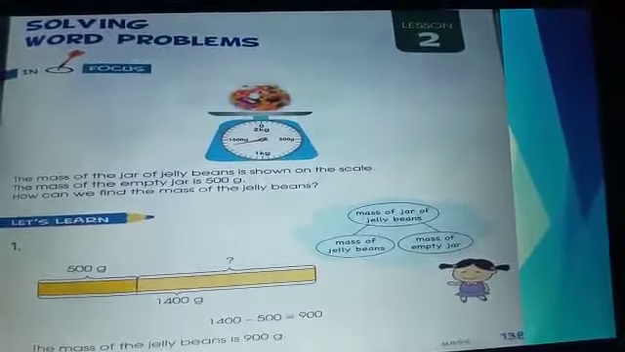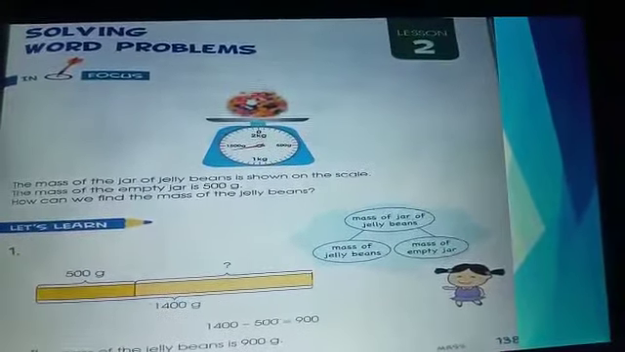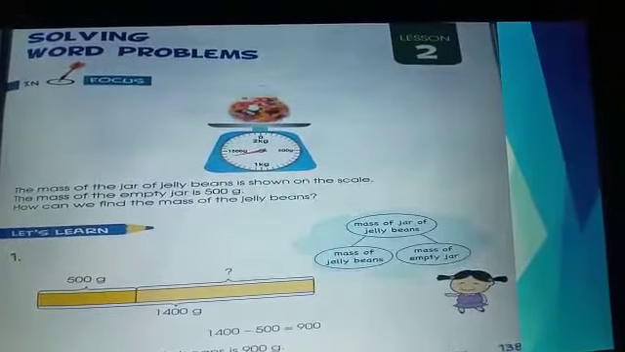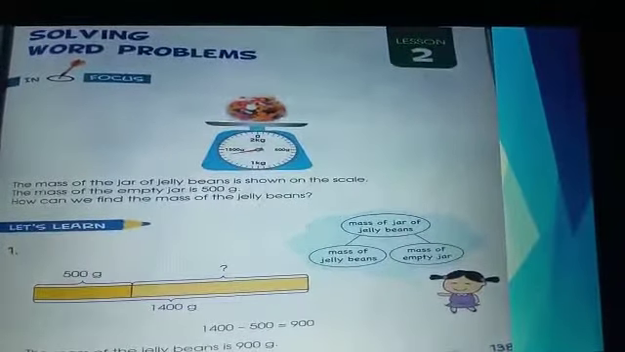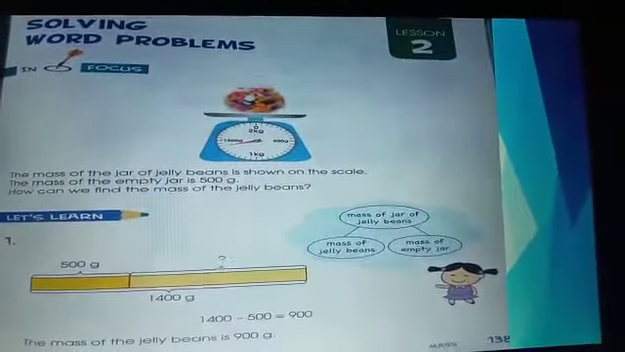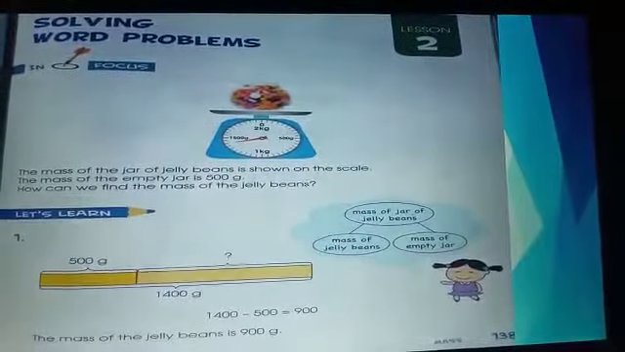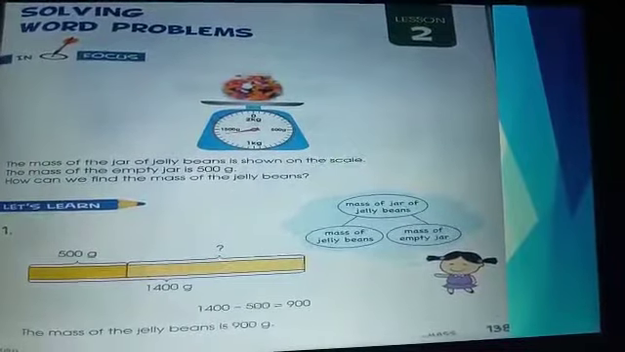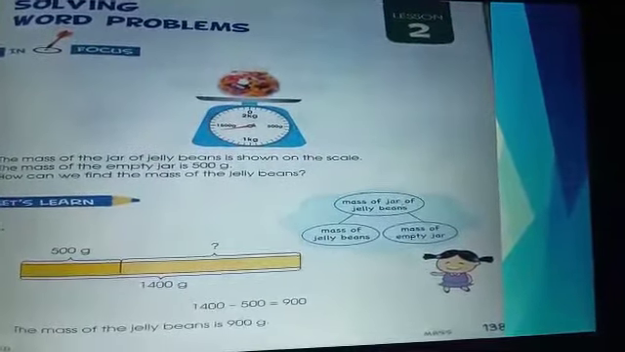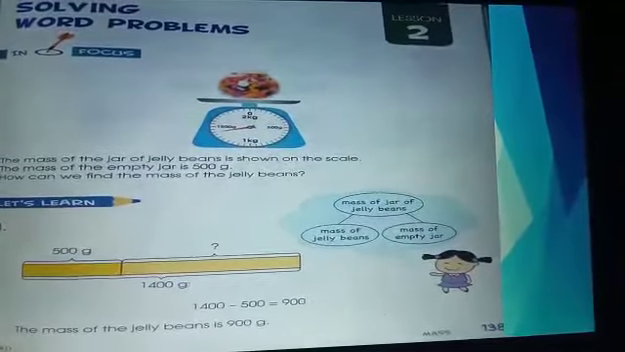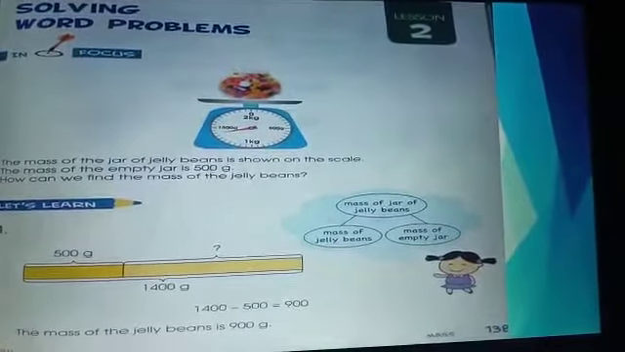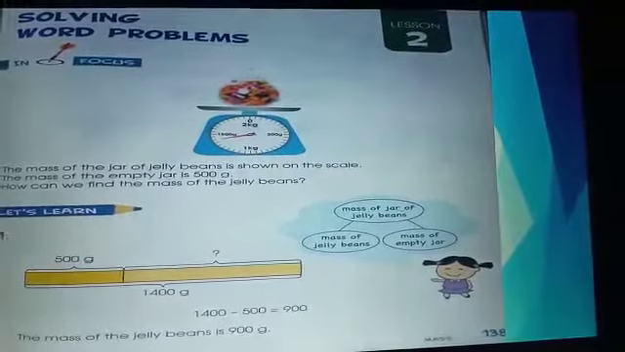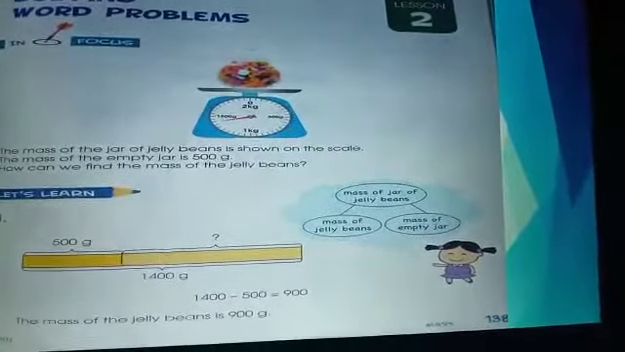500 shows the mass of the empty jar and 1400 gram is derived from this scale. And how can we gain the mass of the jelly beans? When we subtract 500 from 1400, then we gain the mass of the jelly beans. So 900 grams is the mass of the jelly beans.